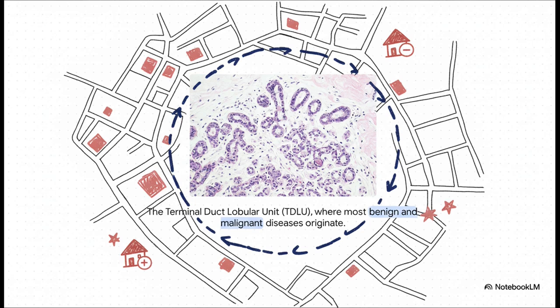If you think of the breast as a big city, the TDLU is like the main chowk, the central square where everything happens. It's the functional unit, and it's the place where almost all breast diseases, good ones and bad ones, benign and malignant, they all start right here.